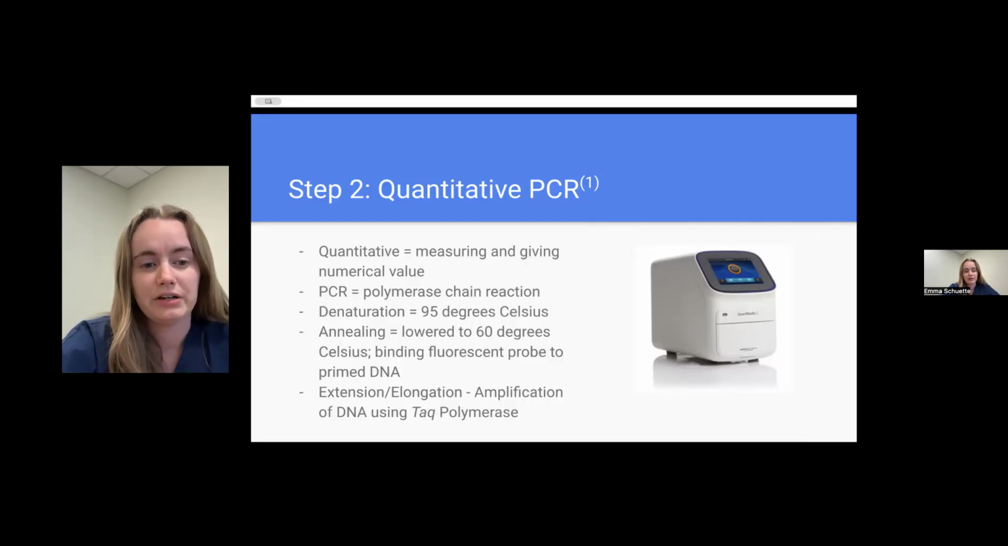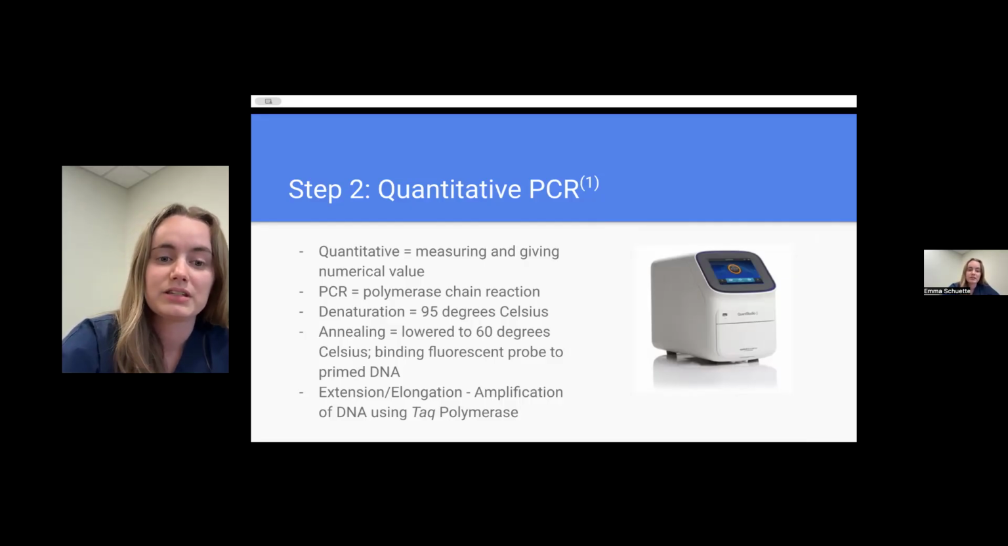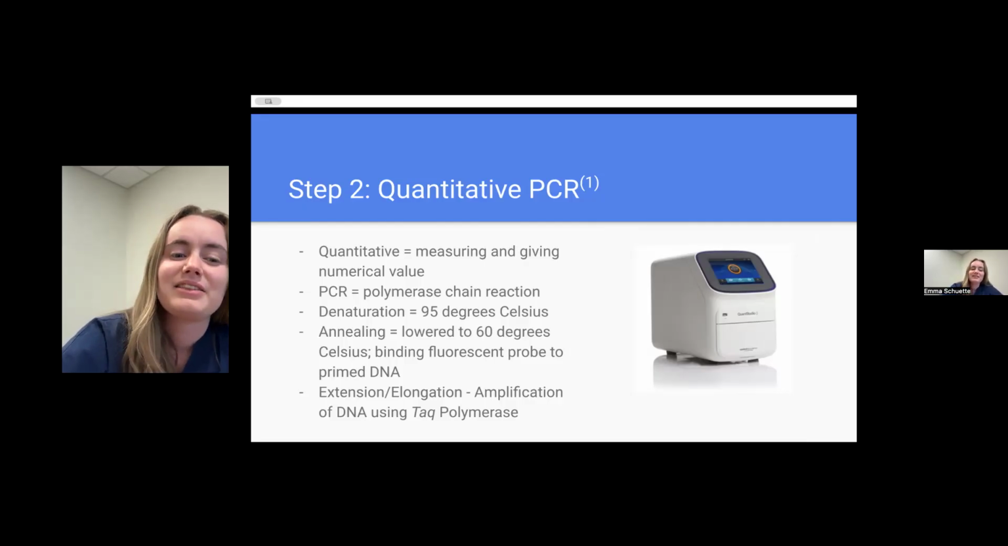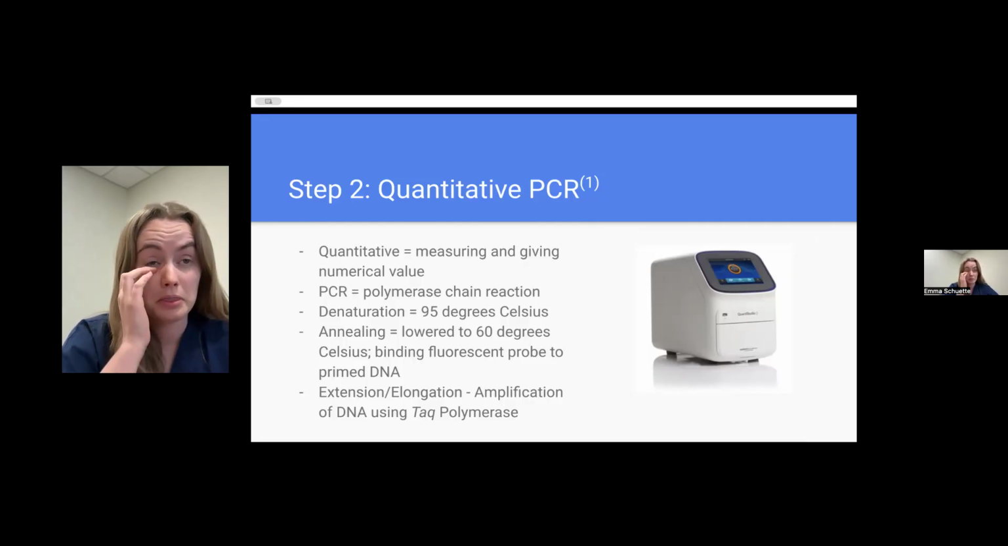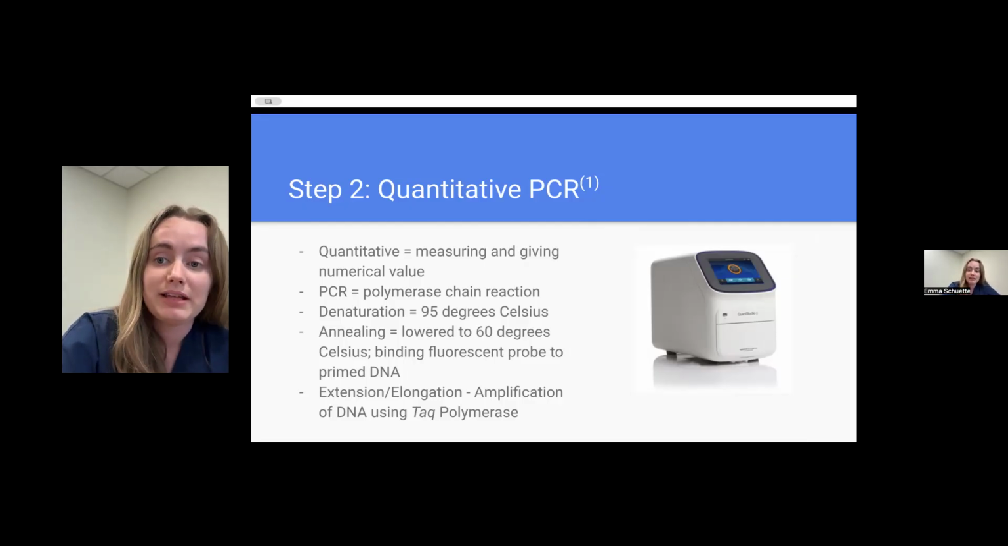This removes any RNA, and then annealing lowers the temperature to about 60 degrees Celsius, warm but not as hot as 95 degrees Celsius, obviously. And this allows for the DNA to bind to a fluorescent probe that will emit light, and then the machine, as you can see here on the right, will be able to measure that light.